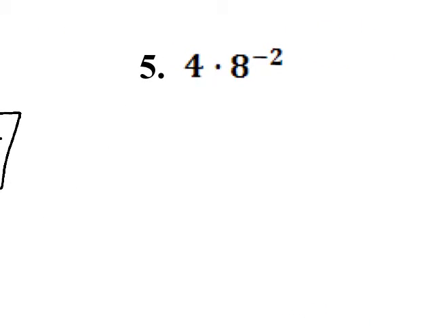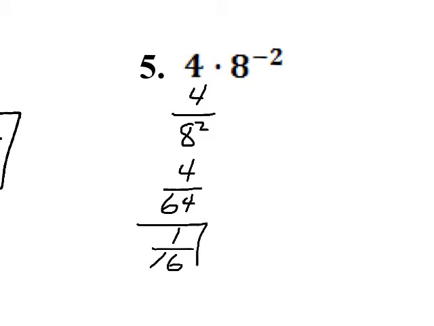What about this one? It says 4 times 8 to the negative 2. Well, again, the question becomes, does 4 have a negative exponent? No, it doesn't. The 8 does, so that means it moves down. So it becomes 4 over 8 squared. Well, 8 squared is 64. And you can reduce that. 4 goes in 64 16 times, pardon me.